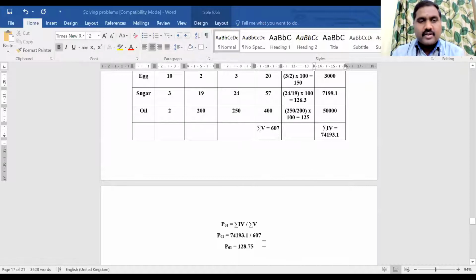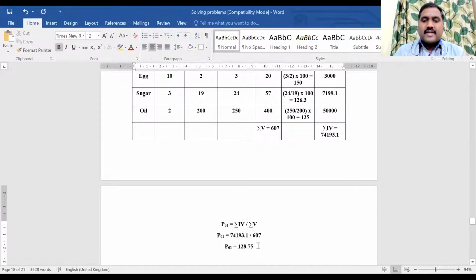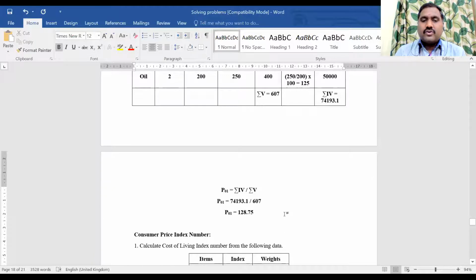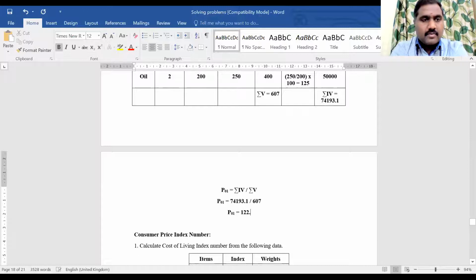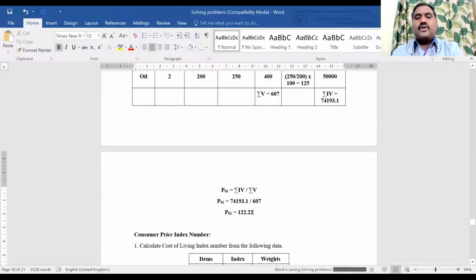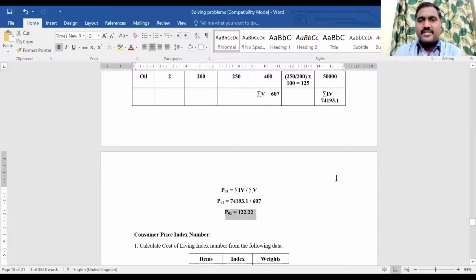Okay, no problem. Okay, now tell me what is the answer after dividing 74,193.1 divided by 607. 122.22. Okay, fine. Now this is the final answer. So we got the price index by using the weighted average of price relative method. Okay, now is it clear?